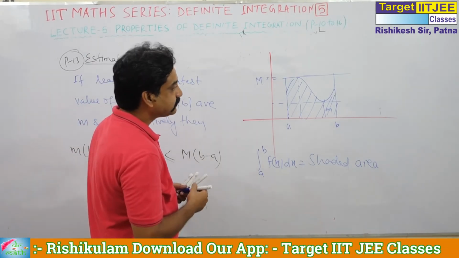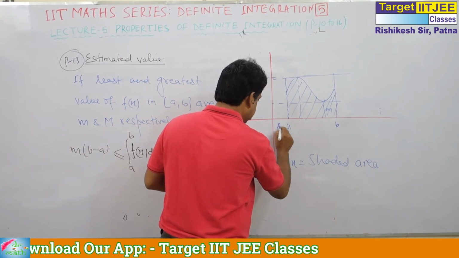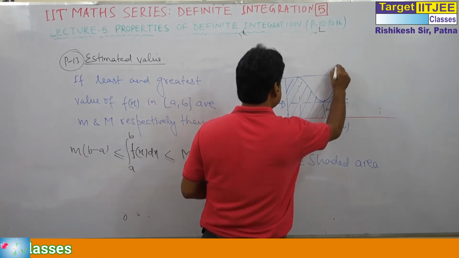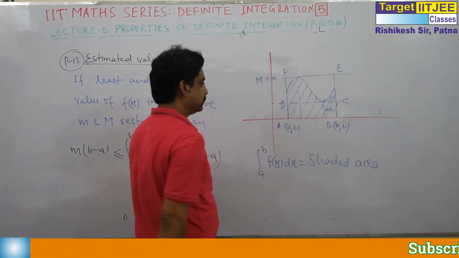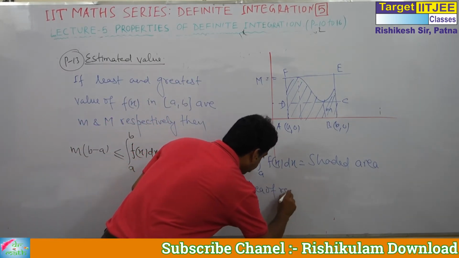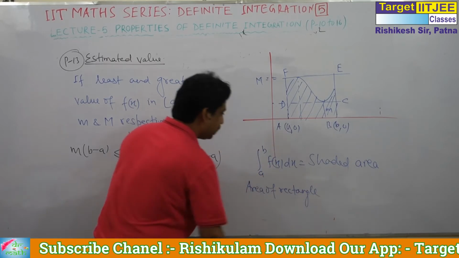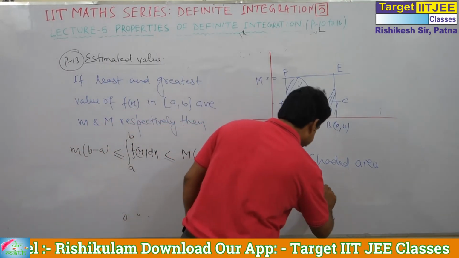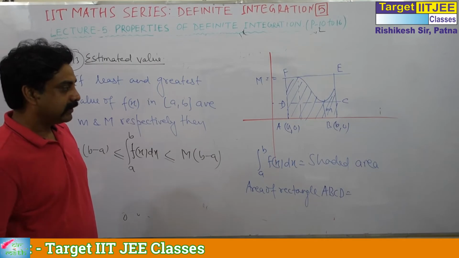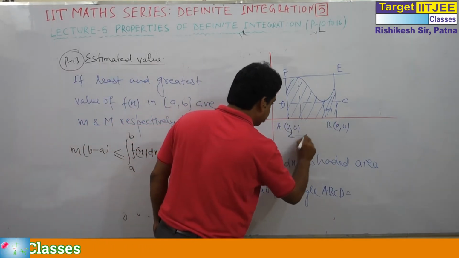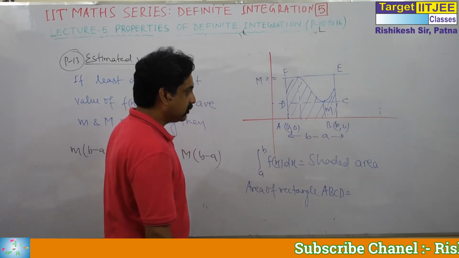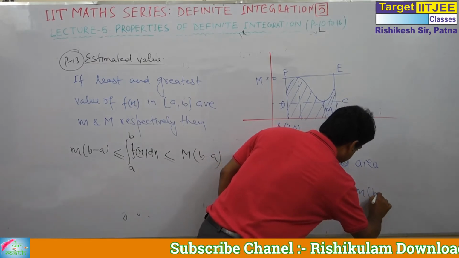Now, come to this one. Suppose this is A, suppose this is B. Suppose this is C, this is D, this is E, this is F. Let me name. Can you say the area of rectangle ABCD? For rectangle ABCD, this is base B minus A, and this is height. This M is the height. So this is base into height, M into B minus A.